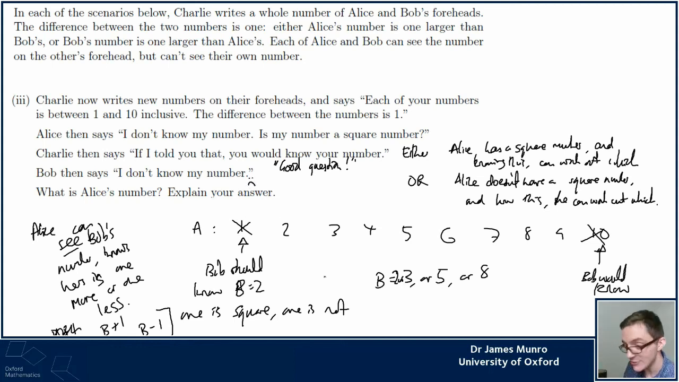So Bob has all this information. He's been listening, I assume, and knows that his number's 2, 3, 5 or 8, and has the additional information. Bob can see Alice's number, but somehow it's the case that Bob still has at least 2 possibilities. Bob knows that Bob is Alice plus 1 or Alice minus 1. Bob is still confused.